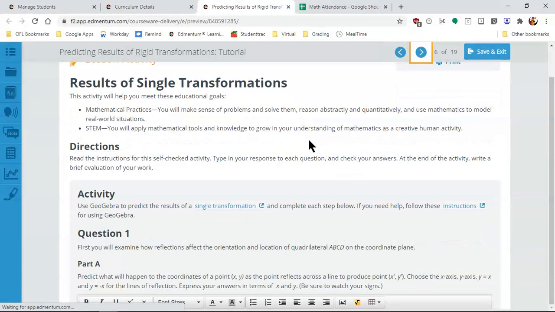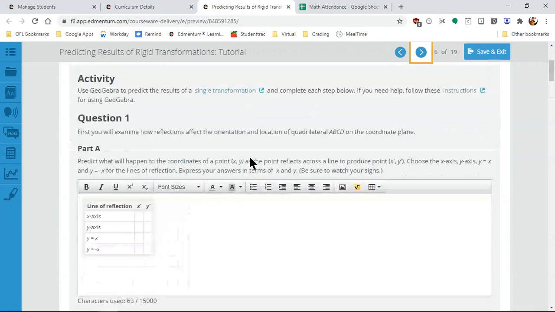Okay, apparently Edmentum's taking a while, but while this is loading, if you guys haven't had a chance yet, go on the chat and answer what is something you've learned this week. It doesn't have to be geometry, it doesn't even have to be school related. That's how I'm going to start taking attendance.